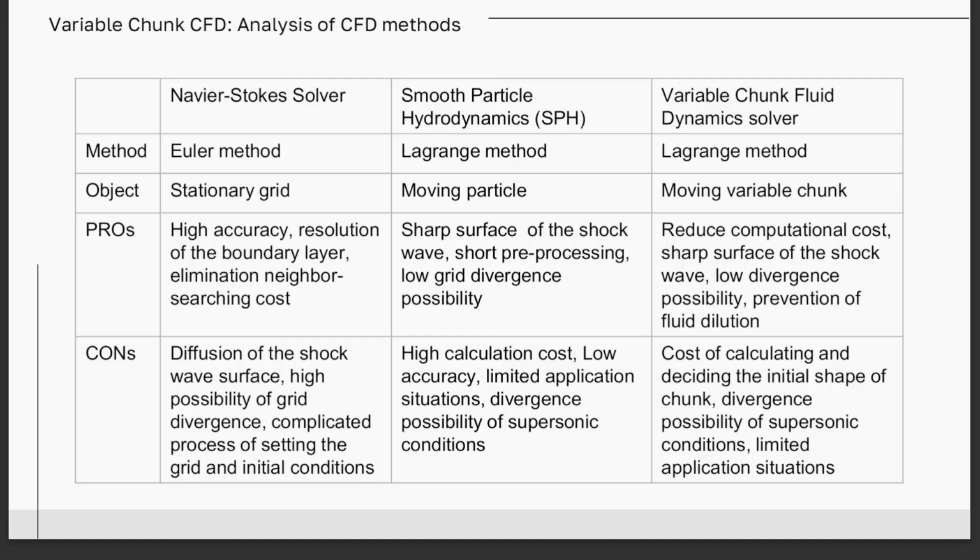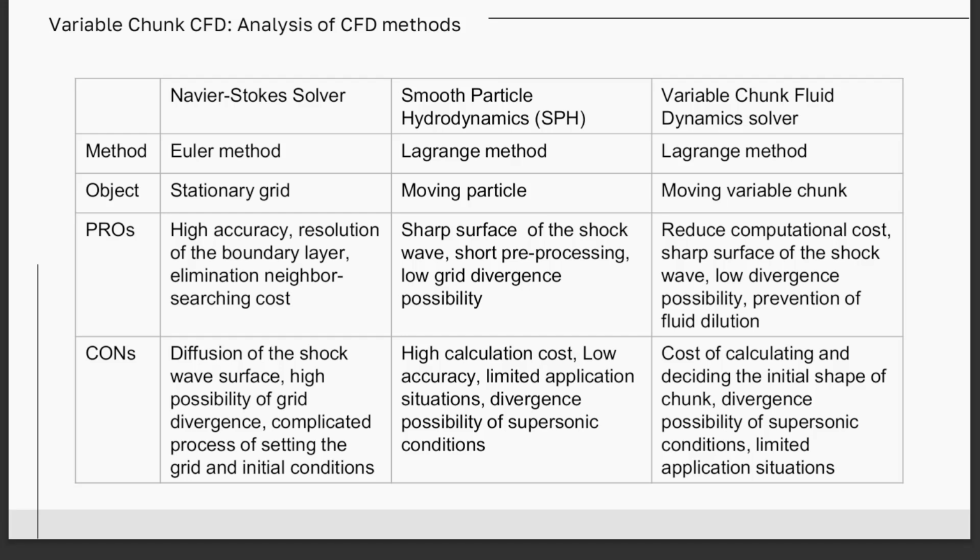SPH is a representative particle-based method. It uses the Lagrangian method that analyzes the fluid from the perspective of the moving particles. It can achieve a sharp surface of the shock wave, short pre-processing times, and a low possibility of grid divergence. However, it suffers from low calculation cost efficiency, accuracy, applicability for various situations, and stability in supersonic conditions.